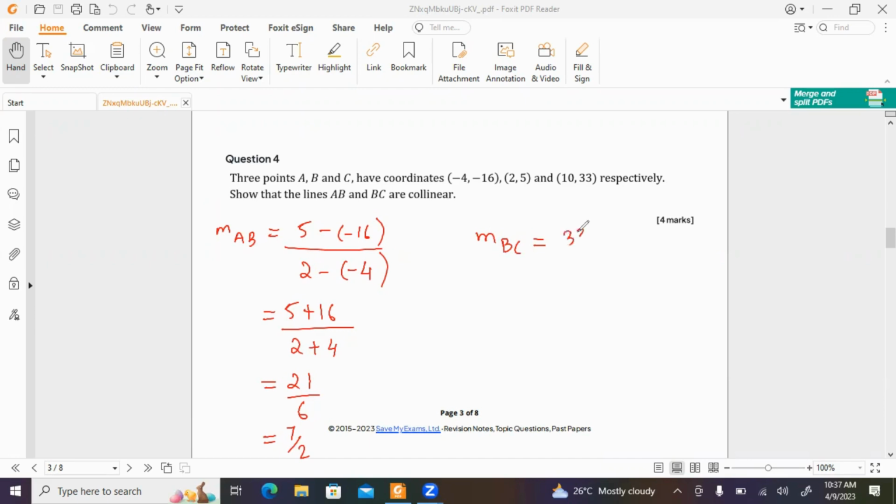Now find the gradient of BC. That's going to be 33 minus negative 16 over 10. Oh wait, 33 minus 5, sorry, over 10 minus 2. That is going to be 28 over 8. It's going to be 7/2. Since both the gradients are equal, that means AB and BC are collinear.